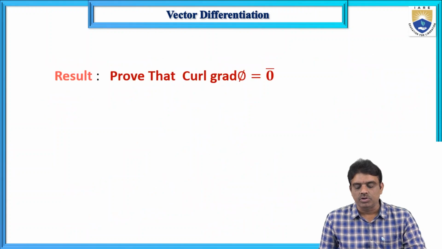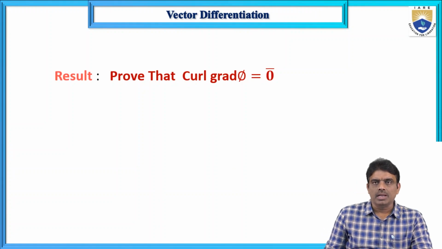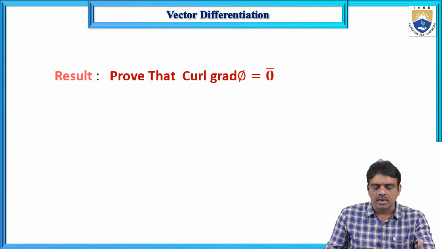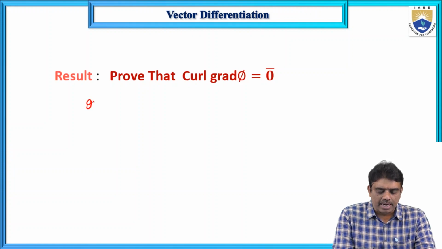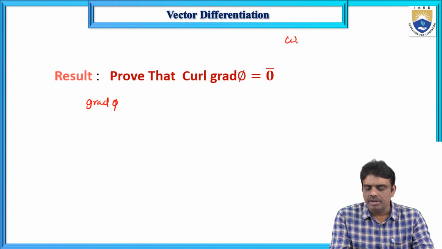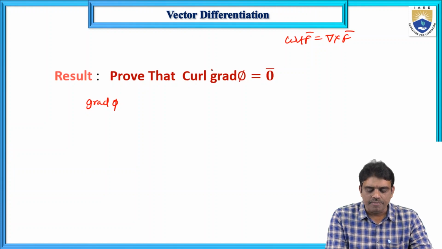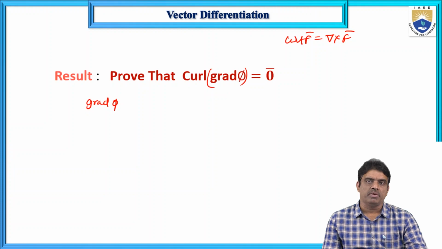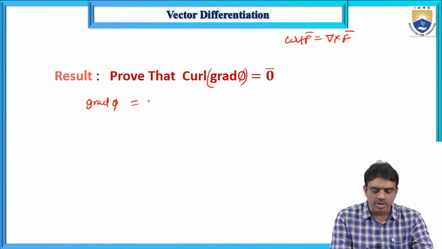Curl grad phi is equal to 0 bar always. Curl grad phi. This also we can prove in a very simple manner. So what is grad phi? Curl F bar means del cross F bar. That is the formula. Grad phi is also a vector already. Grad phi is nothing but a normal vector to the surface. So how will we get grad phi?